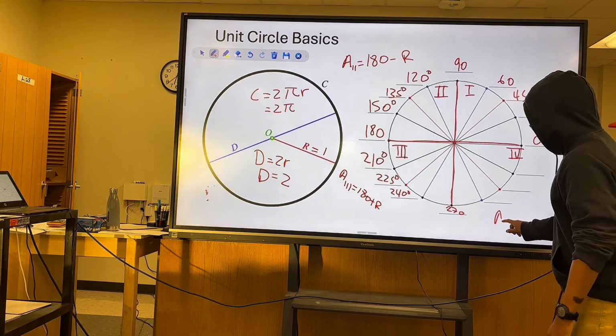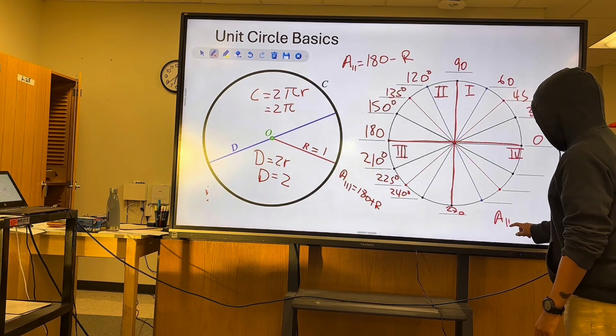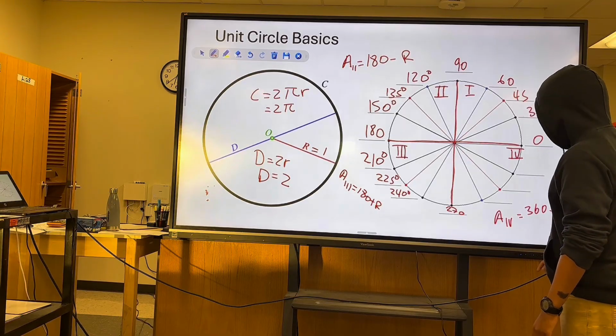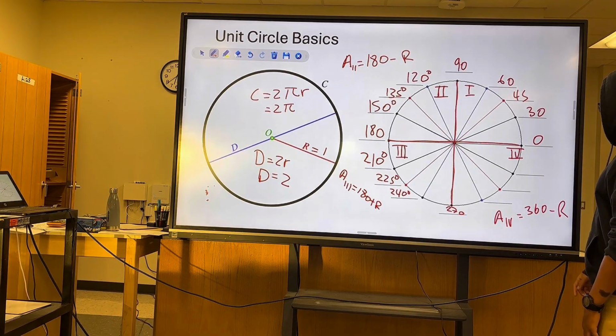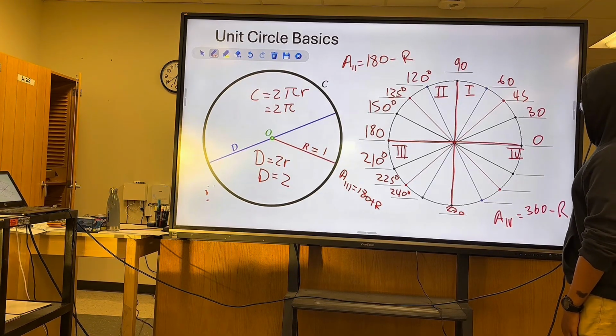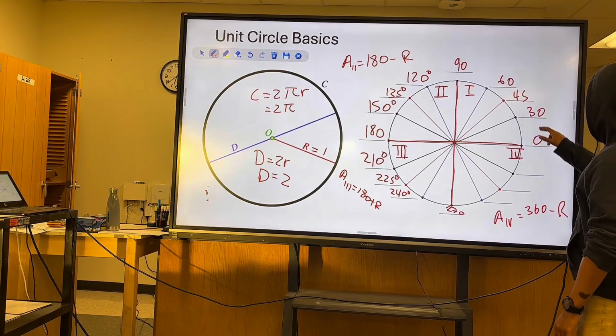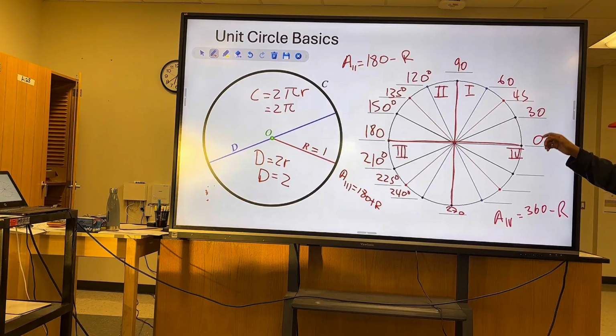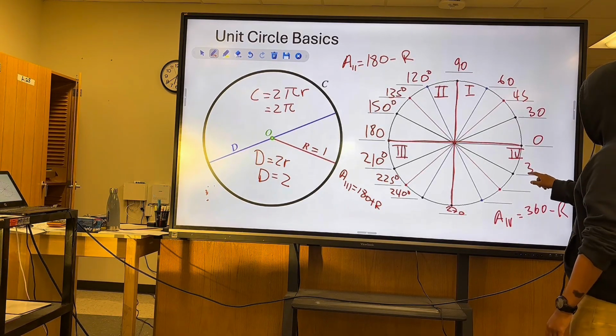Okay, so finally, we're in the last, fourth quadrant, and for the fourth quadrant, we're going to use the formula: the fourth quadrant is 360 minus the reference angle. So we're going to use the reference angle 30. 360 minus 30 is going to be 330, which is this angle.